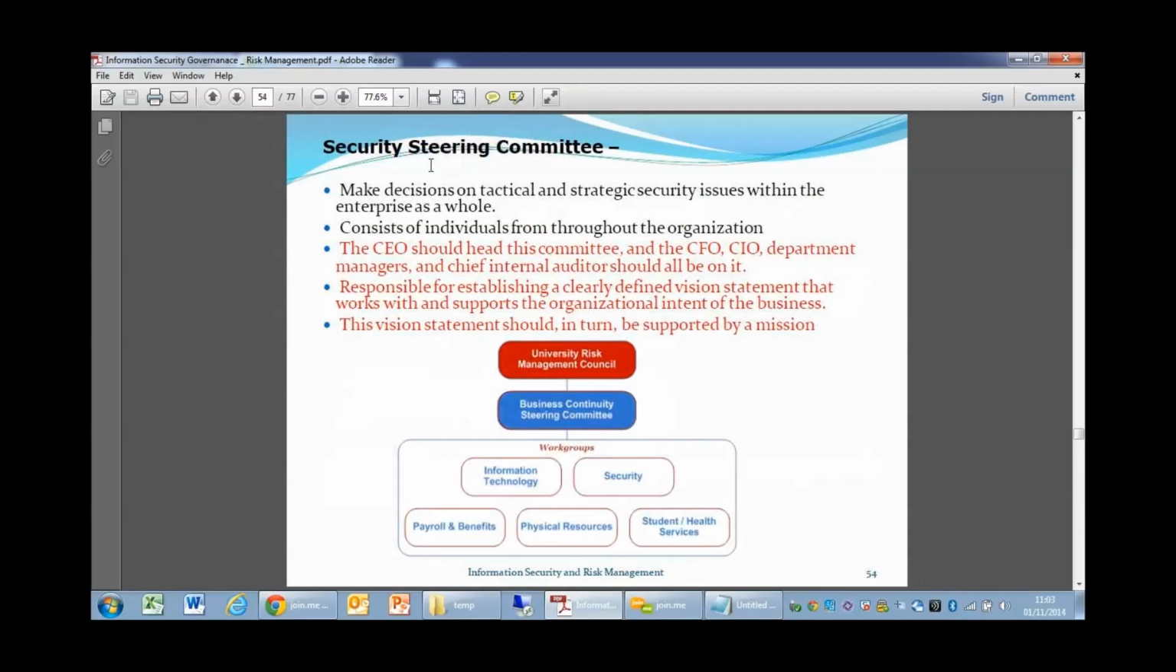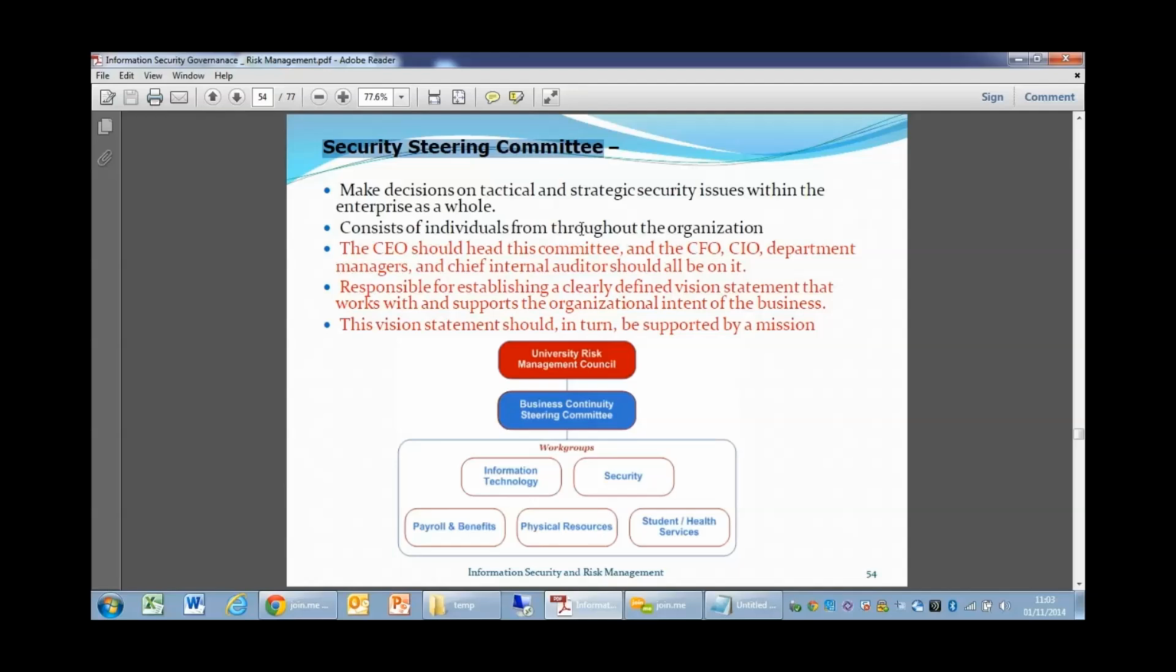Then we move on to Security Steering Committee. What do we mean by a steering committee? Steering, right? It's a very famous word. In cars we have steering, right? What is the value we get from a steering? We can drive the car in a particular direction with the help of a steering. So a very similar concept exists in your CISSP nomenclature also.